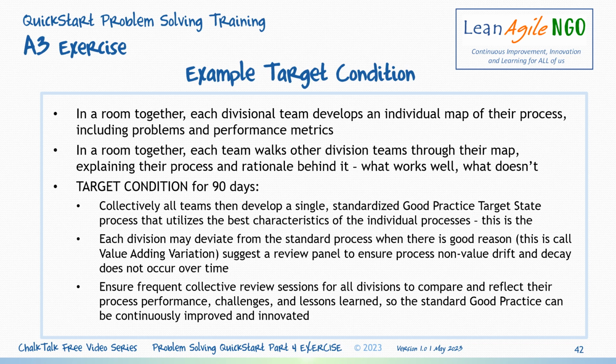Here's the target condition from the anonymous large NGO example. The group identified the similarities and differences among each division's process. Their target state was to bring consistency, efficiency, and scale across all of its divisions. The differences that added value were adopted as a target process by everyone. The differences that represented something unique for any one particular division were called value-adding variation and were kept in their particular target. And the differences that didn't add value were called non-value-adding variation and were targeted for elimination.